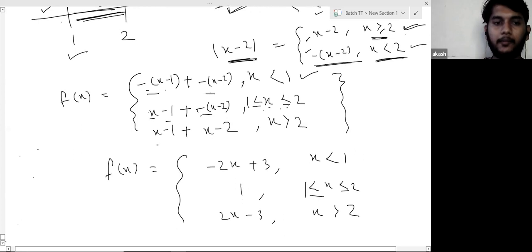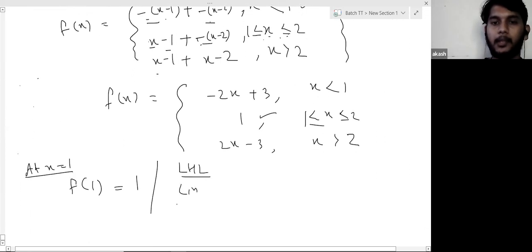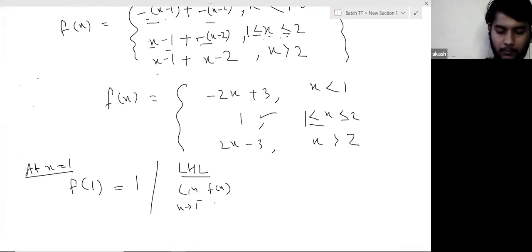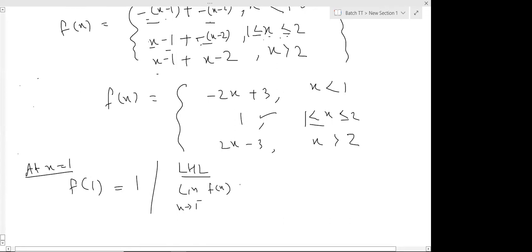So finding the function's continuity at x equals to 1. First f of 1: when the value of x is 1, we can see the function's value is 1. LHL will be limit x tending to 1 minus f of x. Aman, what will be f of x here? Sir, minus x minus 1, minus x minus 2.